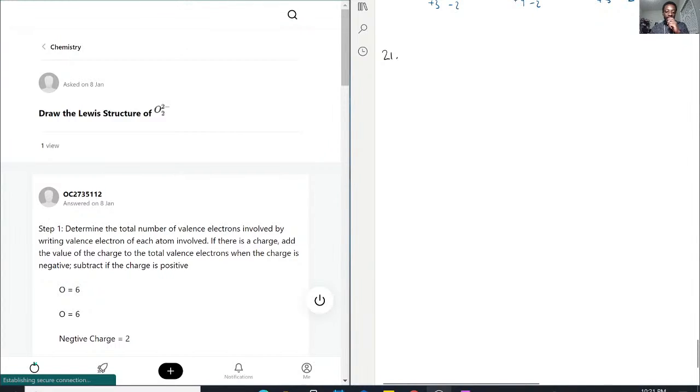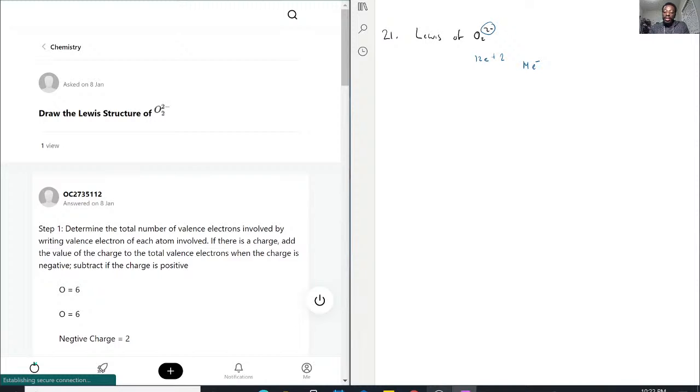So we're gonna hop right back into this and go to question number 21. We want to draw the Lewis structure of O2 2 minus. So for this, oxygen is on the 16th column. Being on the 16th column means that you have 6 valence electrons typically. With that being said, it's going to be 12 electrons we're working with, but we also have the +2 here because there's a 2 minus. So we need to work with 14 electrons.